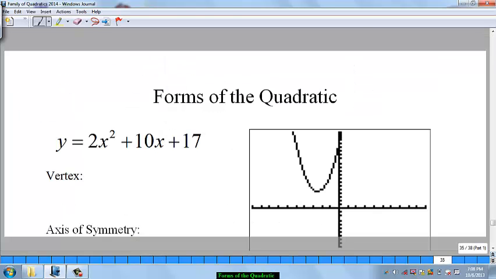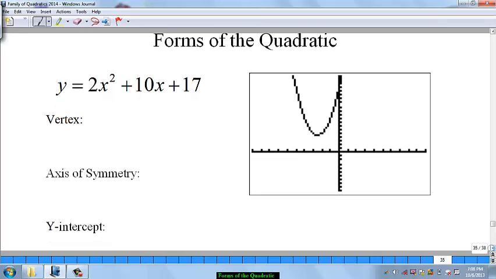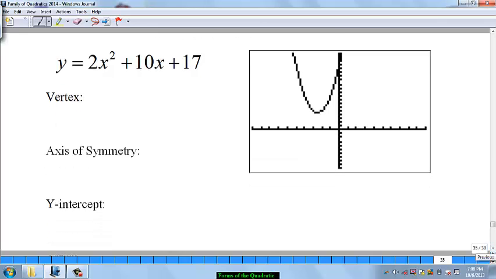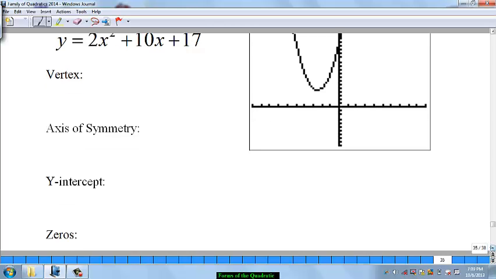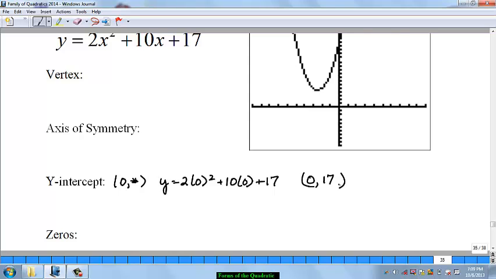Let's do another one. This one right here, I have y equals 2x squared plus 10x plus 17. We want to find the same four things. We want to find the vertex, axis of symmetry, which we can both do by completing the square, the y-intercept, which is the easiest, and the zeros. Let's do the y-intercept because that is a number. So wherever x is, you put a 0. So I have y equals 2 times 0 squared plus 10 times 0 plus 17. So that is the point (0, 17) that it's crossing the y-axis. And the zeros, what's going to be interesting here, it doesn't even cross at all.